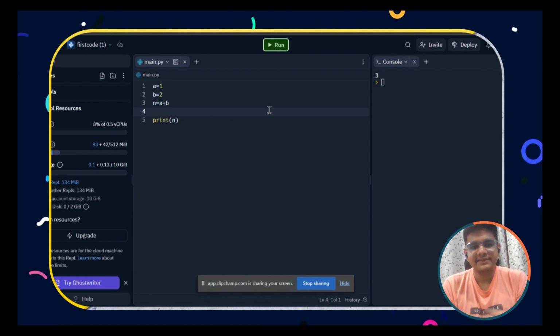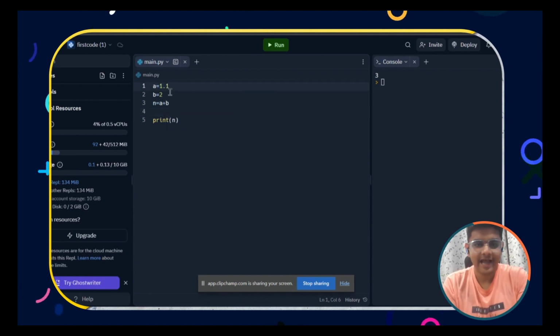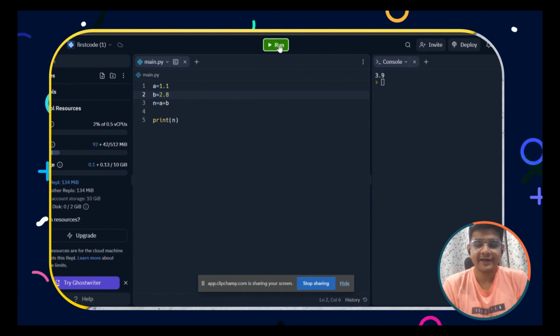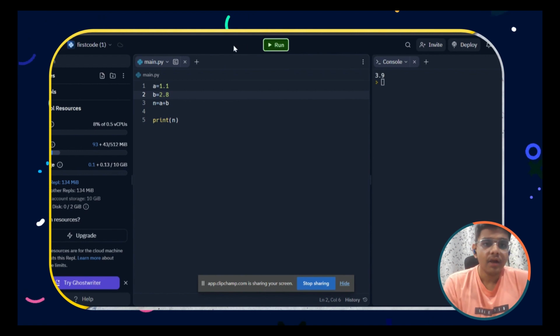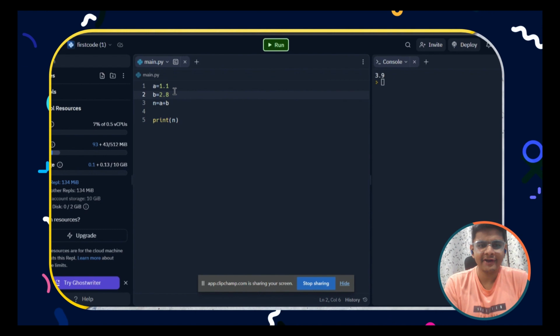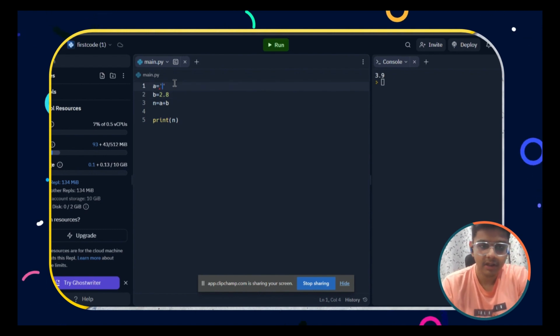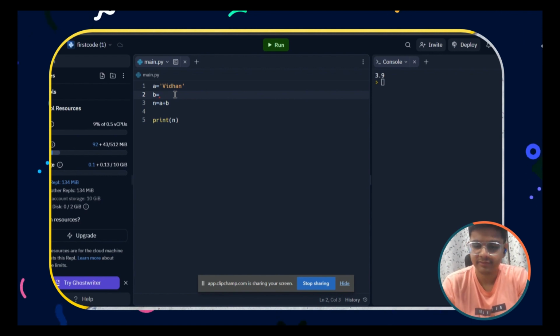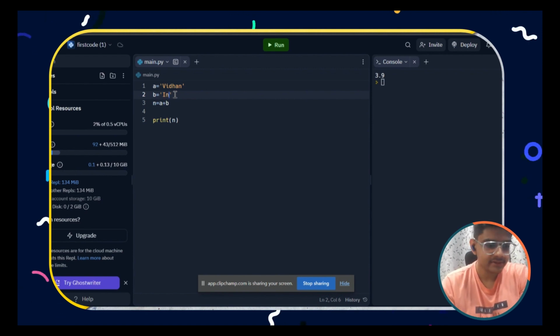Here I will write a equals 1.1. I know this is boring for you if you're a programmer, or if you're not starting from scratch, but it does make sense. You will get that sense in just a minute. So a equals 1.1 and b equals 2.8. Next, let's try to add some string here. I will add my name here, and at b I will add something like a recent festival that happened in our country, Independence Day. So I will write India. Spelling mistake.